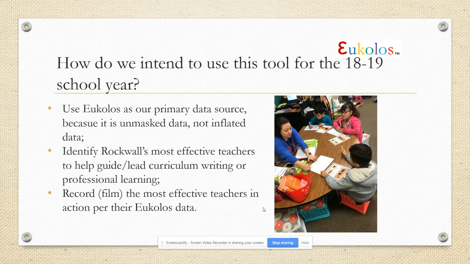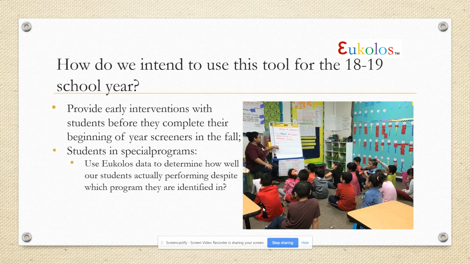So how are they going to use it moving forward? Obviously, they used it in 18-19, but now they're going to be using it for 19-20 as well. It's their primary data source, so they're no longer just using their straight raw data. They're only using the disaggregated data. Again, identifying those most effective teachers, and then they're not only doing that, but helping them lead curriculum, and recording some of those effective teachers for the rest of their teams to watch.